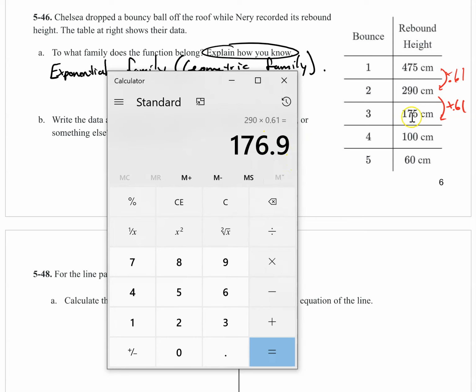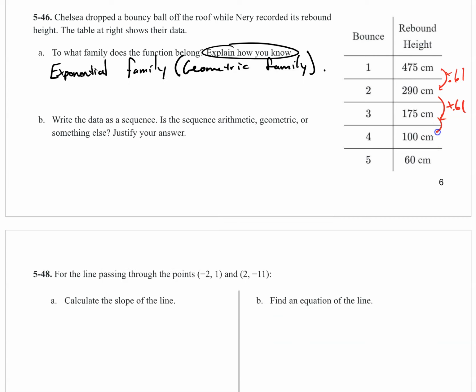Alright. Which is pretty much what we have here, approximately. And if we multiply by 0.61 again, it brings us down to 100. Now because we rounded, we lost some accuracy. But pretty much, how do we know? This grows by multiplication, not addition. If it grows by multiplication, then it's part of the exponential family, which is also known as the geometric family.